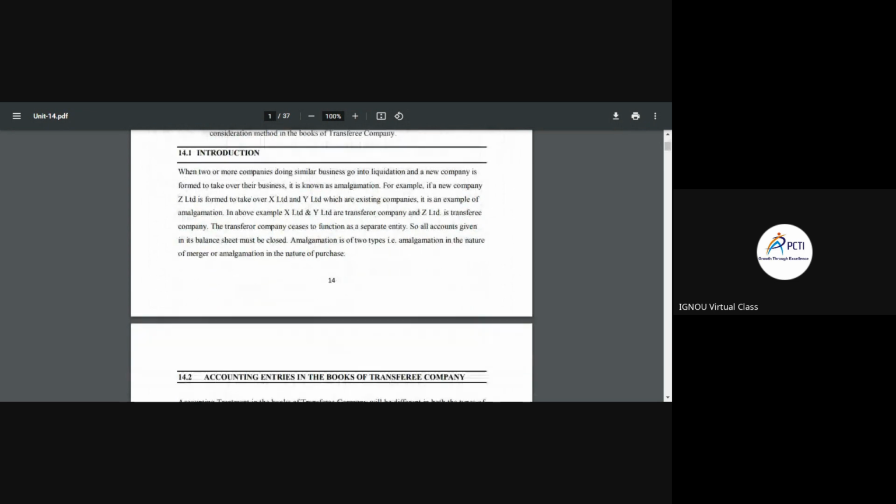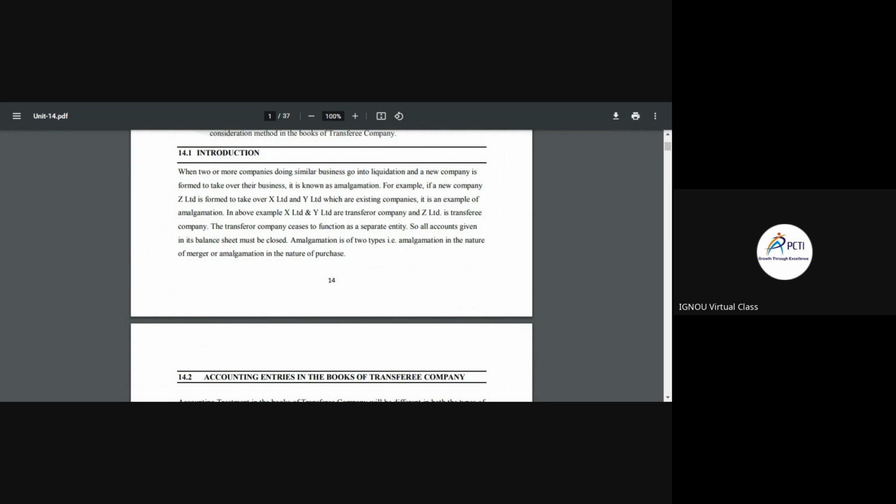So basically when we introduce this particular unit, there are two or more companies doing similar business going into liquidation, and a new company is formed to take over their business. So it is known as amalgamation. For example, if a new company Z Limited is formed to take over X Limited and Y Limited, which are existing companies, it is an example of amalgamation. In the above, X Limited and Y Limited are transferor companies and Z Limited is the transferee company.